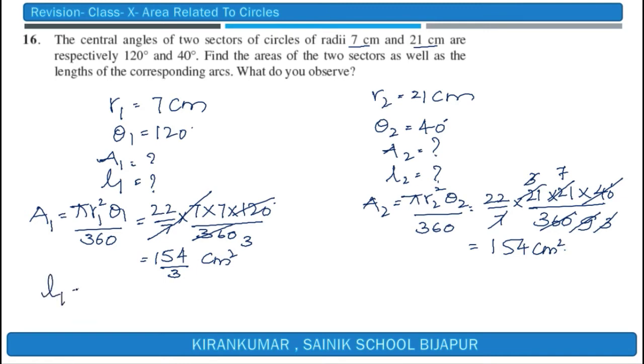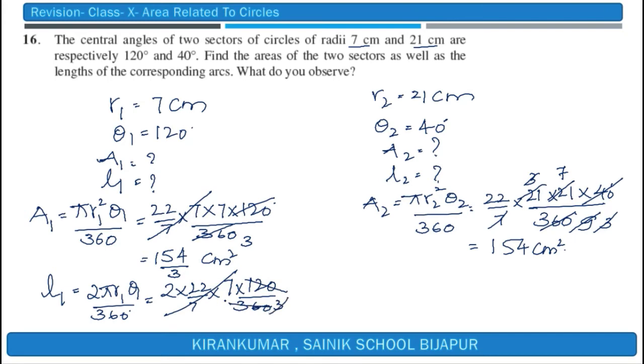And the length of the arc L1 is given by 2 pi r1 theta 1 divided by 360. So this is equal to 2 times 22 by 7 into 7 into 120 divided by 360. 7 and 7 get cancelled. This will be 3 times. Further it cannot be simplified. We get it as 44 by 3 centimeter.